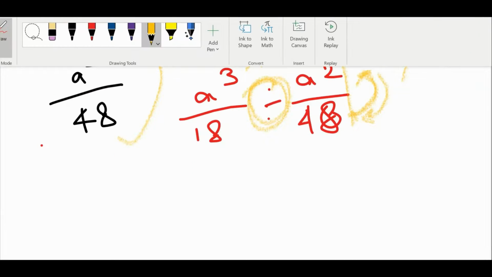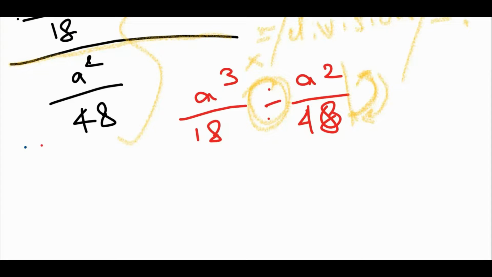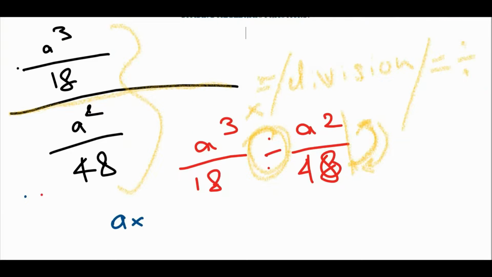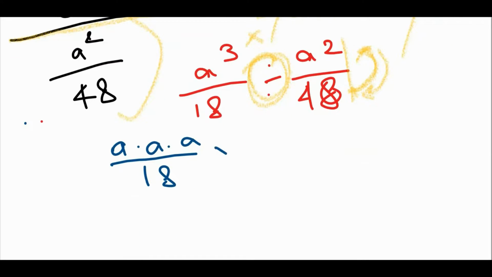Okay, so let's just use another pen color. So it'll be a times, let's just expand it this time, a times a times a over 18. Let's just get a better view of this question. Times 48 over a times a. Okay, so when we perform this question, all we need to do is once again use the cross method, and let's just start off with the crossing. We can cross off these two a's and the bottom two a's.